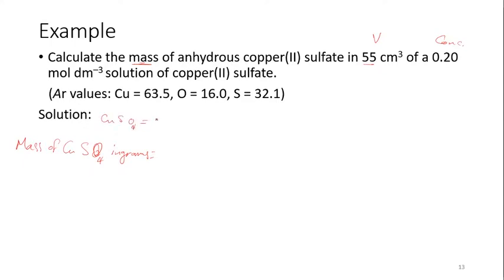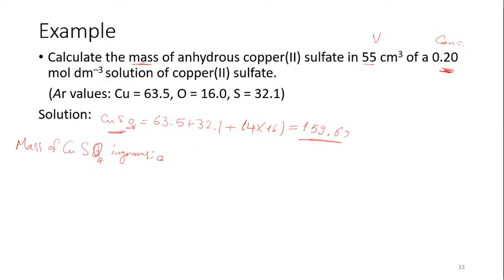would be equal to, for the copper, 63.5 plus 32.1 for the sulfur, and I have here 4 oxygen atoms, 4 multiplied by 16, and that would be equal to 159.6 grams. So this is my molar mass. In that case, I will use that to obtain the mass of copper sulfate.